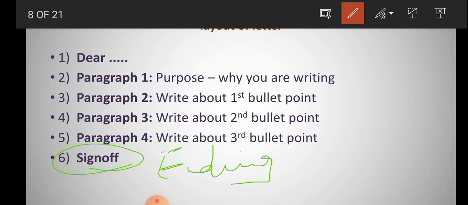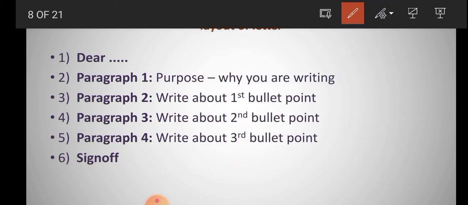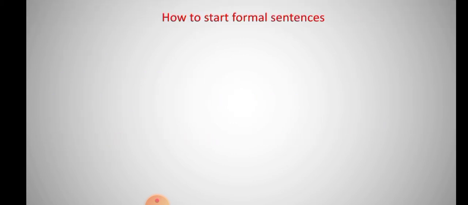I will explain this with an example. So let's move to the next. I will explain this point later. All right, next one is, okay, let's start with the formal sentences first. Formal sentences, I have written some formal sentences which you use to start your letter as a beginning.